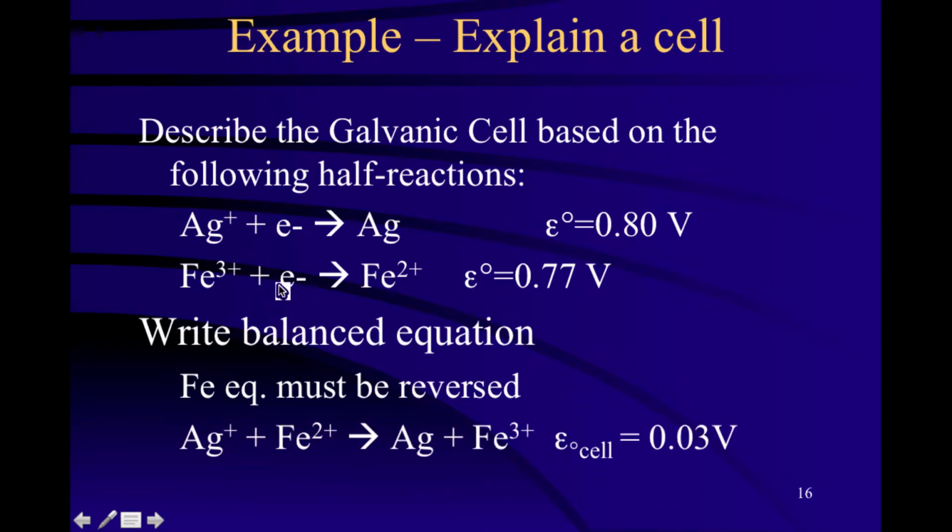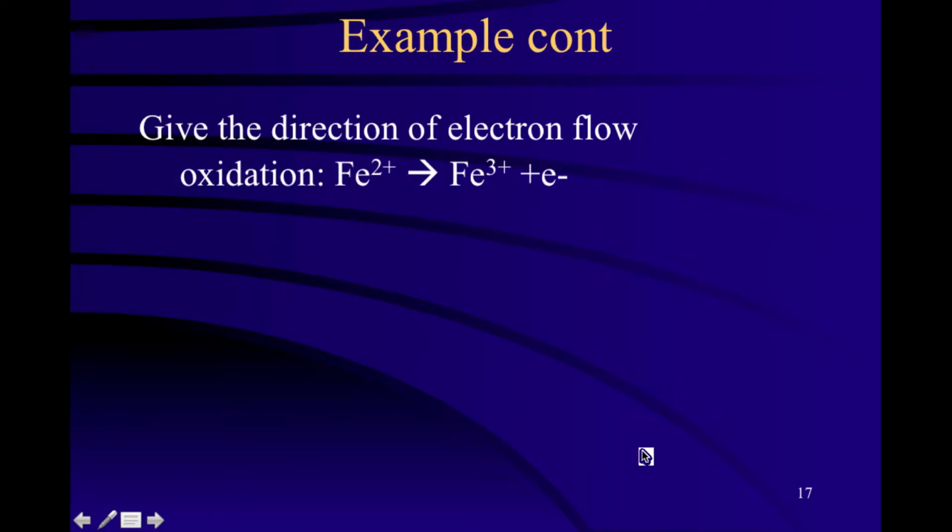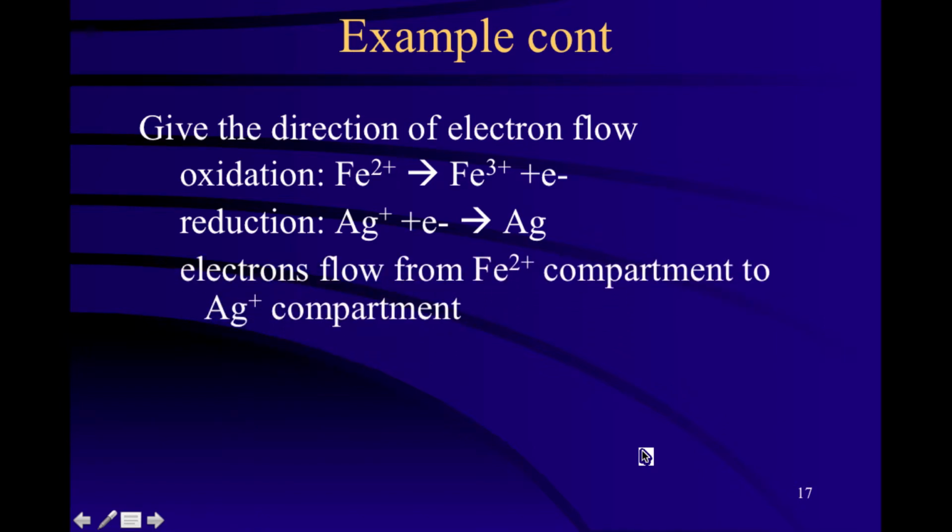I can actually flip this one and throw them together. And lo and behold, there's my equation for that cell. Silver is gaining electrons. Iron is losing electrons. And it puts out all of 0.03 volts. So which way do the electrons flow? The iron is losing the electrons. The silver is gaining the electrons.